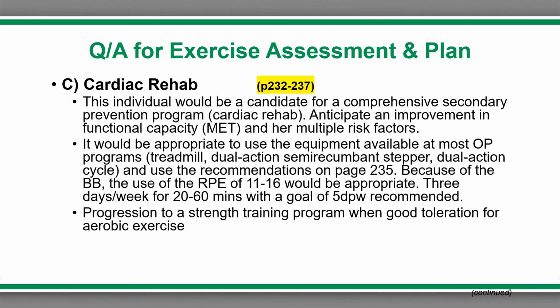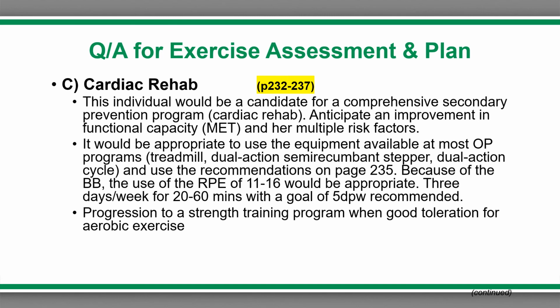But for cardiac rehab, this person is really a good candidate, and we would improve her MET capacity and also impact many of her risk factors. The exercise equipment available at most outpatient programs would be a treadmill, a stair stepper, where you sit and move your arms and your legs, or a cycle where you're pedaling a little differently, in a circle, with the arms, like a Schwinn Airdyne.